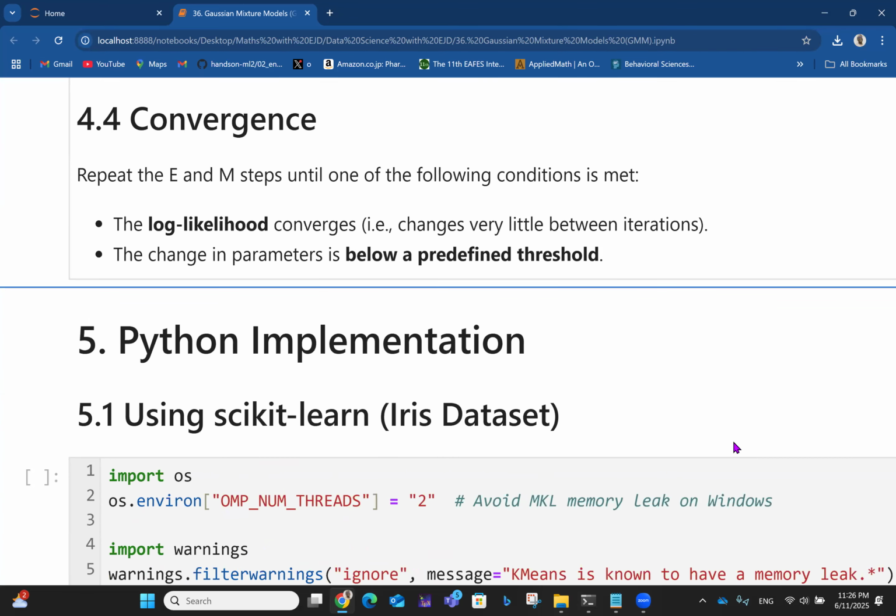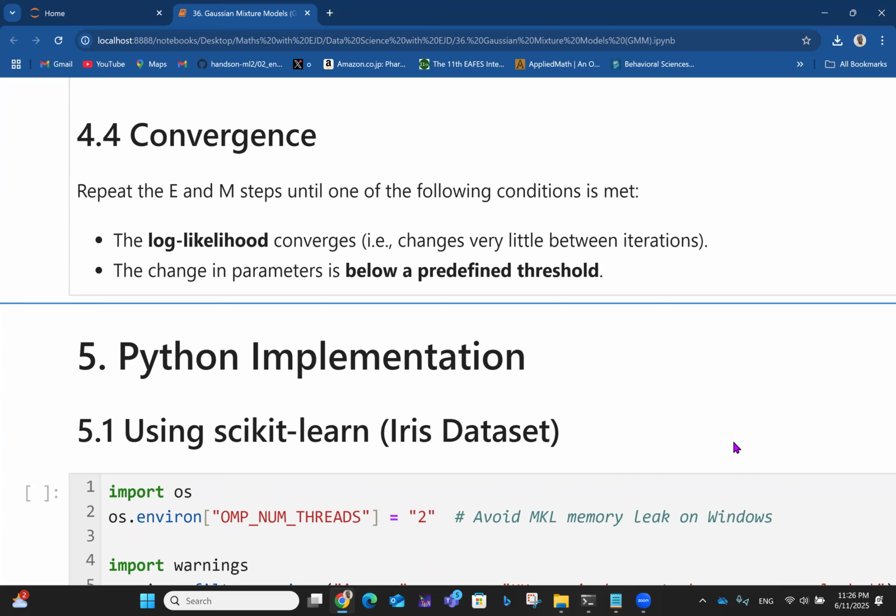Then the convergence. So repeat the E and M steps until one of the following conditions is met. Because at the end of the day, for iterative processes, you are looking forward to convergence where a particular condition is met. The first is that the log likelihood converges, that is, it changes very little between iterations. That's the kind of thing we get in numerical analysis. Once the difference between consecutive iterations becomes very small, then you can already begin to think that the solution is there. The second is that the change in parameters is below a predefined threshold. So those are two conditions for convergence.